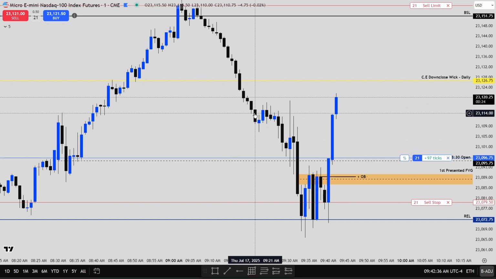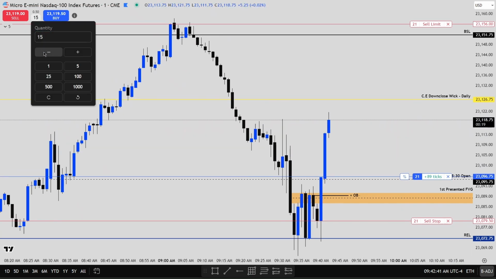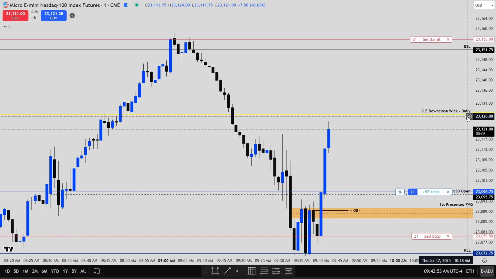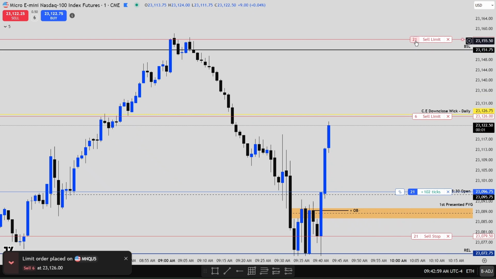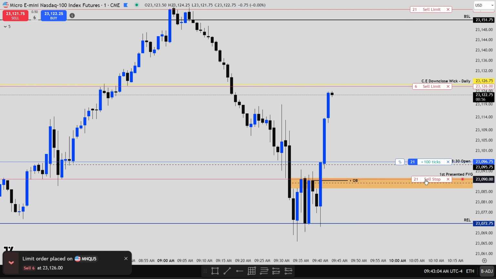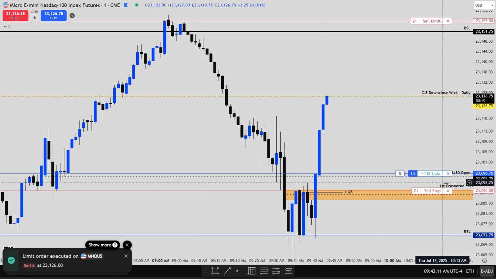And I want to take a partial here. Just a small partial, just at that consequent encroachment right here. Probably just sell it right there. Okay, stops are coming up here. Okay, partial booked.